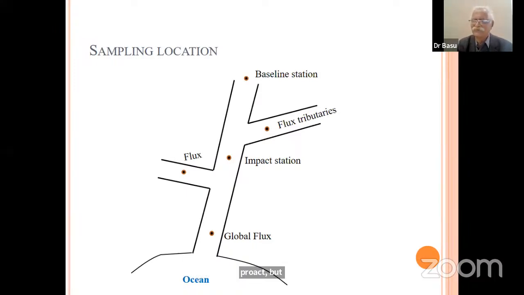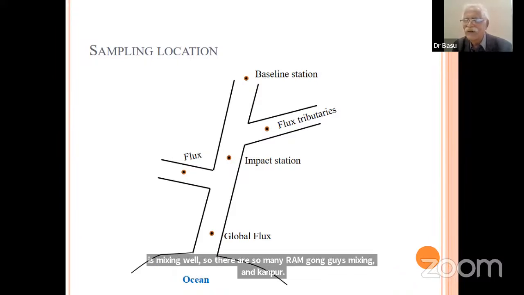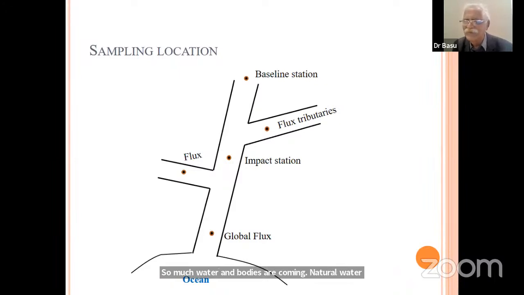Then Ganga is flowing. And when it is flowing, a lot of water bodies are coming. Yamuna is mixing where? Allahabad. Ram Ganga is mixing in Kanpur. So many natural water bodies are coming. Then in Bihar, Gandak, Son, all rivers are meeting there. Then it goes to Farakka and is divided into two parts. One has gone to Bangladesh, one has gone to Calcutta, and down it is going to the Bay of Bengal, discharge. When the other streams are mixing, these are called tributaries. That is, the river is taking other rivers, they are mixing to the mainstream.